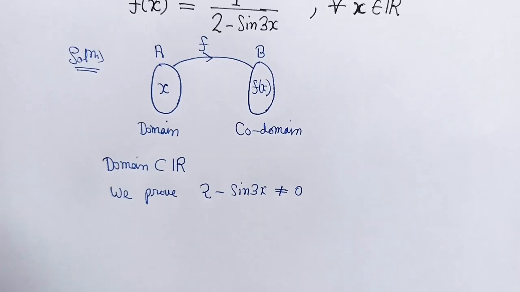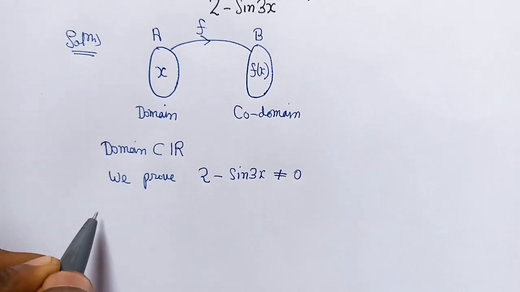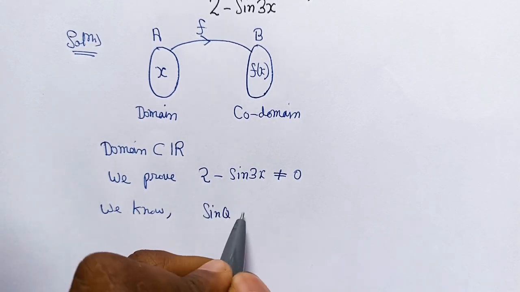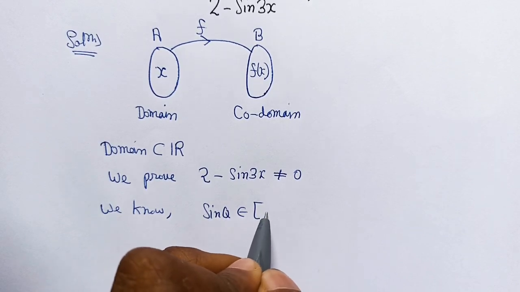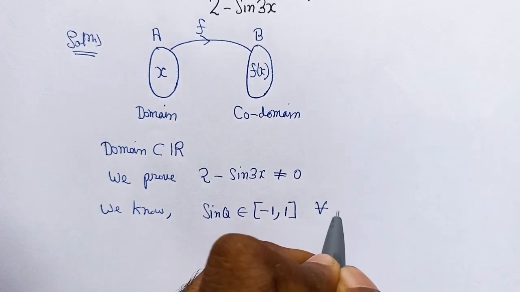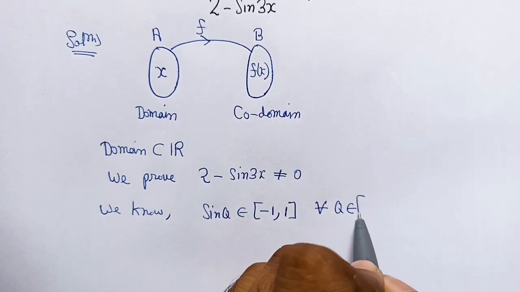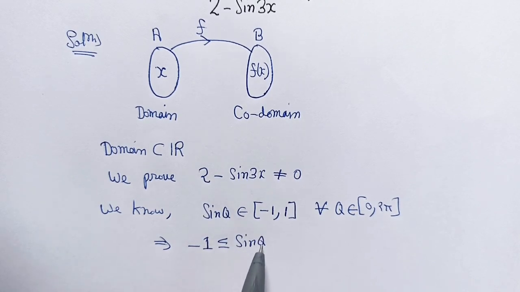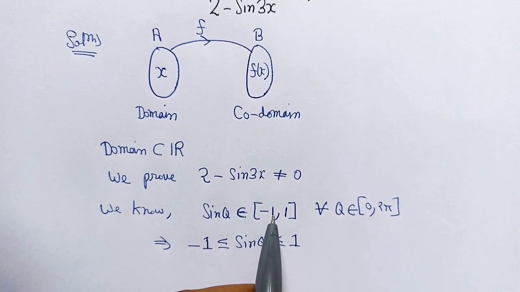To prove this part, let's apply the property of sine theta. We know that sine theta belongs to the closed interval of -1 to 1 for all theta belongs to 0 to 2 pi, and then it repeats again and again in a cyclic form. But the range of sine theta must be -1 to 1. This implies sine theta is greater than or equal to -1 and sine theta is less than or equal to 1. The meaning of sine theta belongs to -1 to 1 is greater than or equal to -1 and less than or equal to 1.